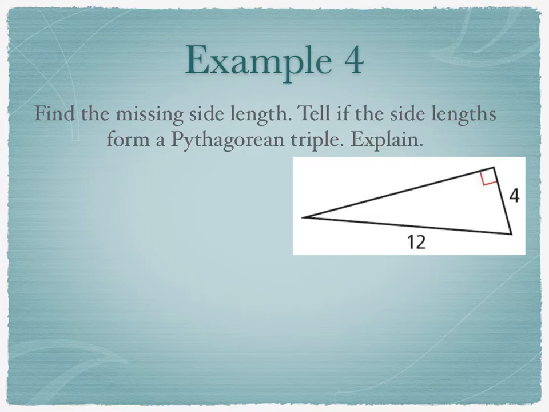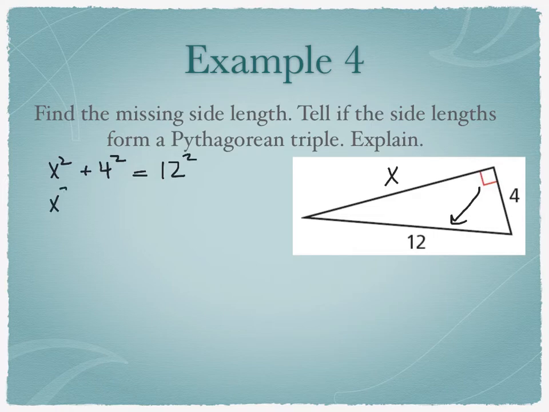Okay, example 4. Find the missing side length. Tell if the sides form a Pythagorean triple. Explain. So let's call this side x. What is going to be our c here? 12, because it's opposite of the right angle. So that 12 is our hypotenuse. So what's our a going to be? X squared. What's our b? 4 squared. And what's our c? 12 squared.